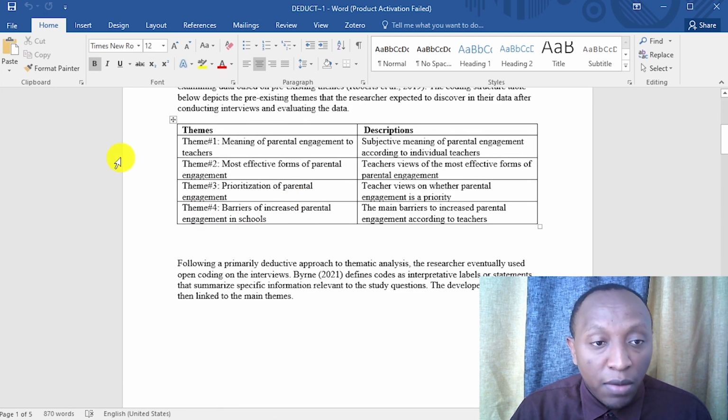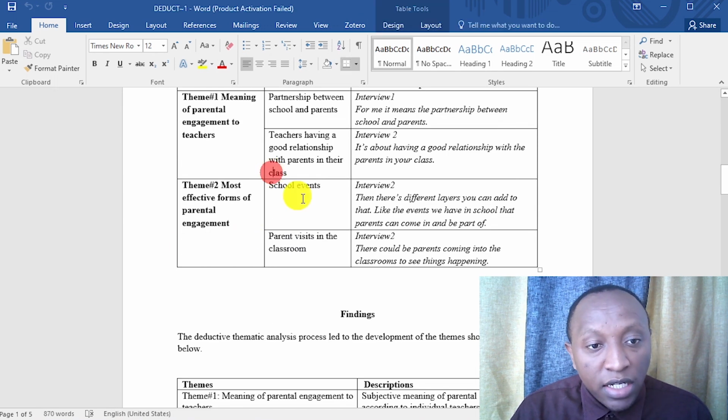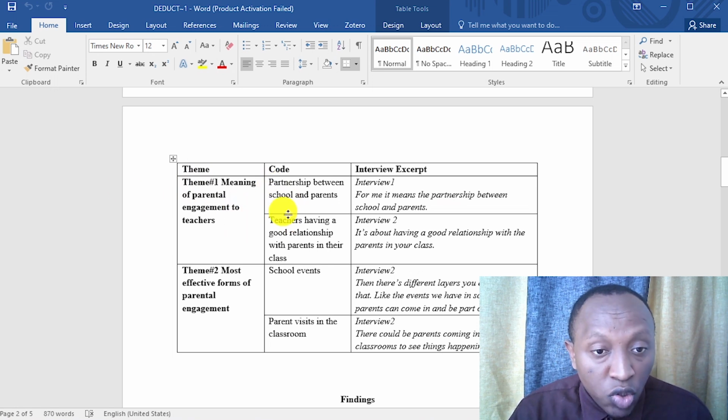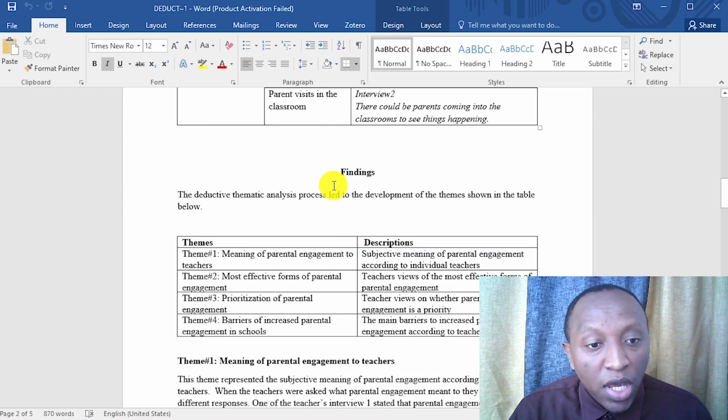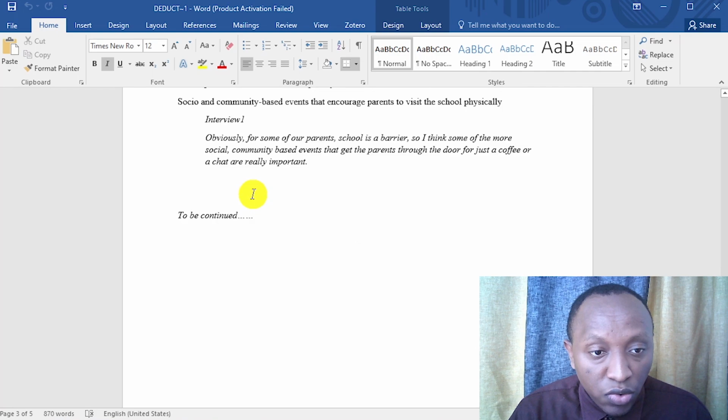So you can see I have tables. I had this table, which was the code book that I was using. And I have another table here showing the coding structure. I'm going to label that as table showing the coding structure. So we have theme, code, interview, excerpt. Then we have the presentation of the findings and the excerpts that we are going to have in there.